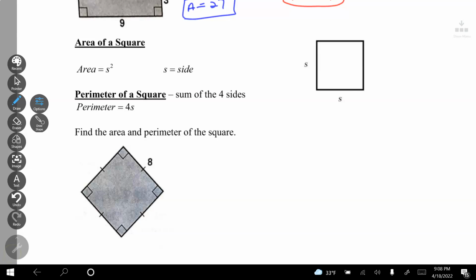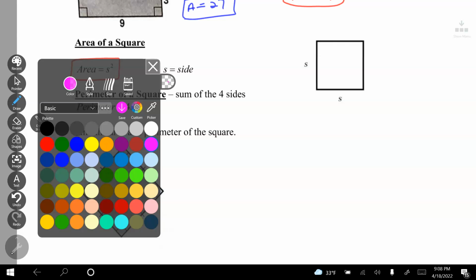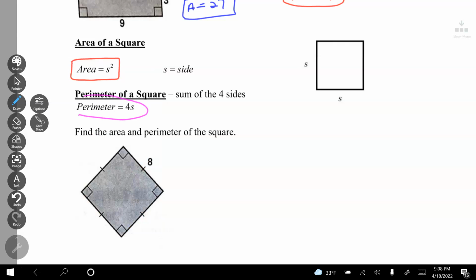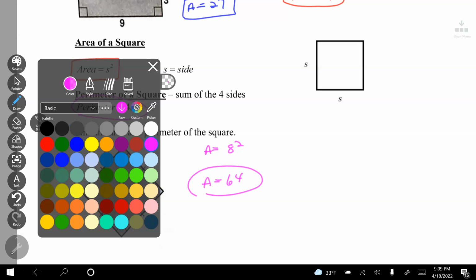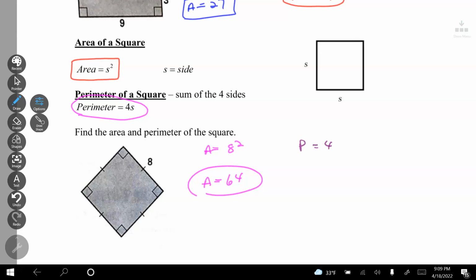So something else we've probably done in the past, the area of a square. It's a rectangle. It's base times height. But each side is equal in length, so the area is just side squared. And perimeter is just adding up all 4 sides, so 4 times each side. So for this problem, my area is going to be 8 squared. So this area is 64 square units. And my perimeter is 4 times one of the sides, and my perimeter is 32 units.